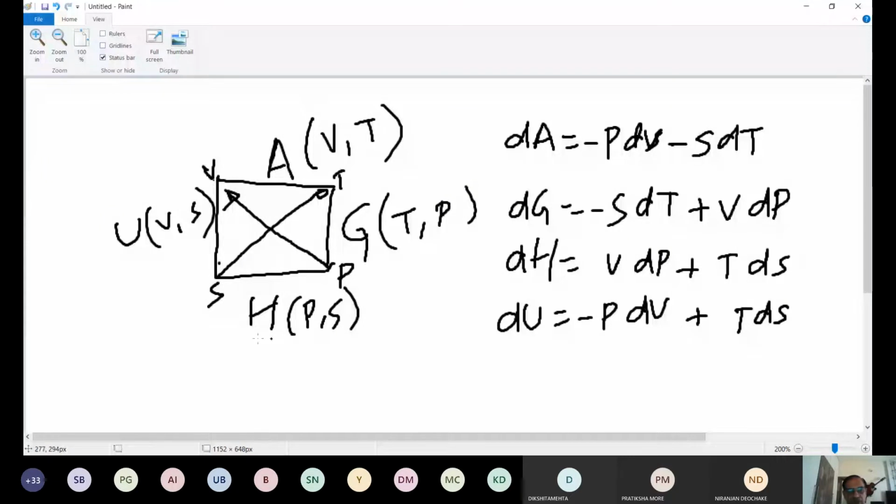Similarly for U, you can write dU as a function of V and entropy, so dV and dS will be there. The coefficient of dS is temperature, which is opposite to S, so T dS, and the coefficient of dV is opposite to that, which is pressure, so P dV. The sign is positive for T dS because the arrow is pointing away from S, and negative for P dV because the arrow is pointing towards V, so minus P dV. So that is how we write the fundamental property relations from the mnemonic diagram.